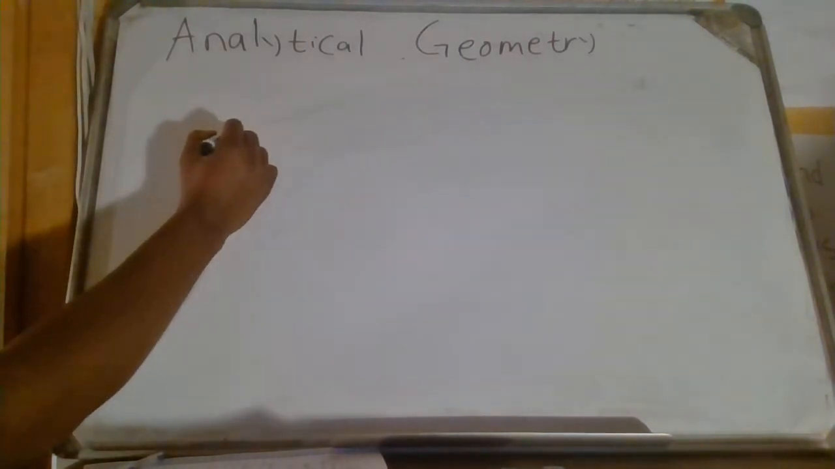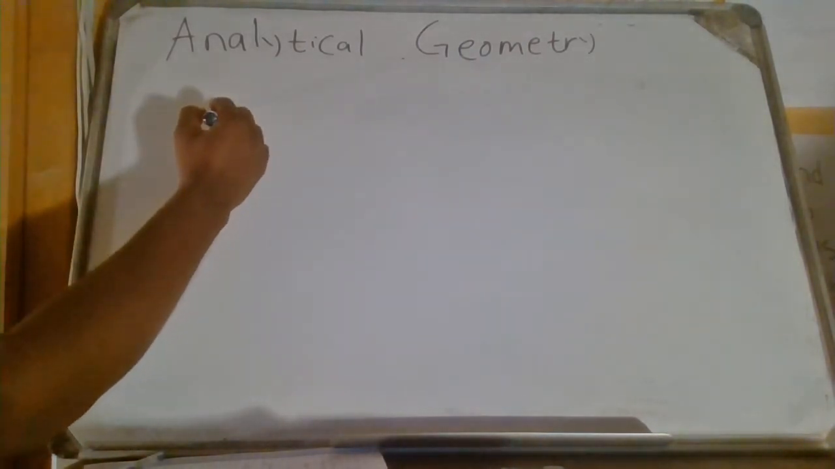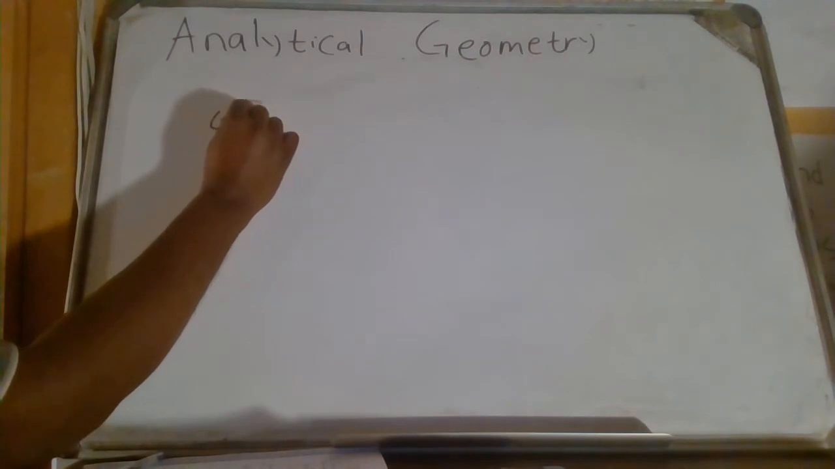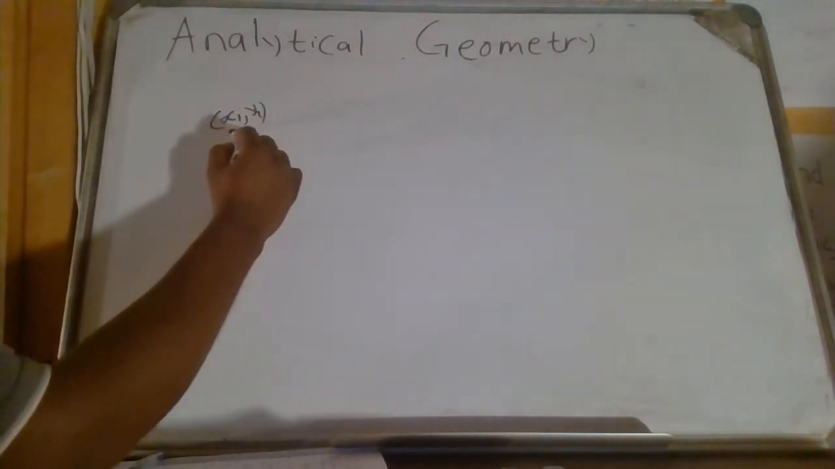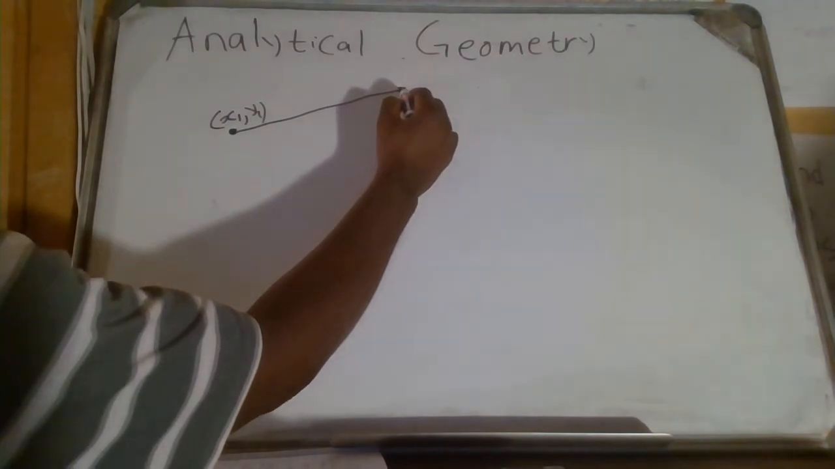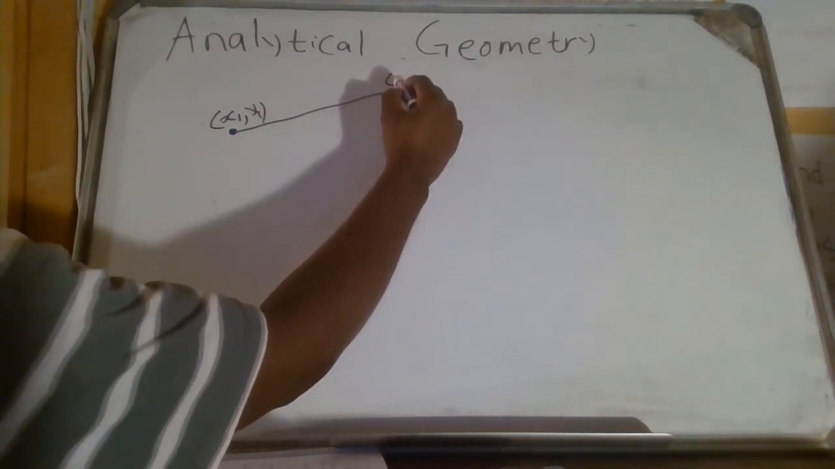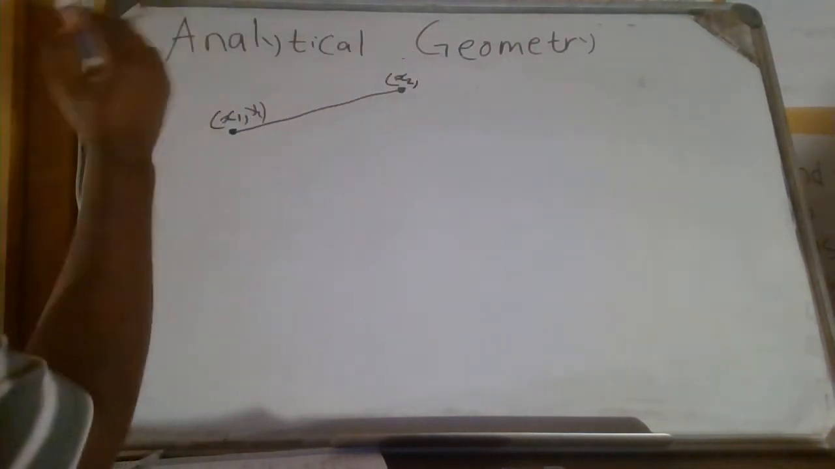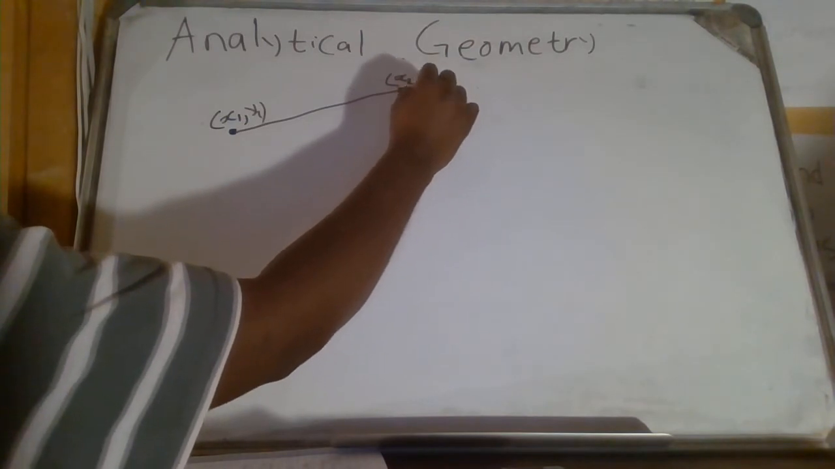All right. So let us say we've got a distance, and a distance doesn't just begin with a distance, it begins with a point. Let's say we've got a point here. And the x of this point, let's call it x1. And the y of this point, let's call it y1. Right? And then we've got another point here. Let's say this is point 2. So the x of this point, let's call it x2. And the y of this point, let's call it y2.